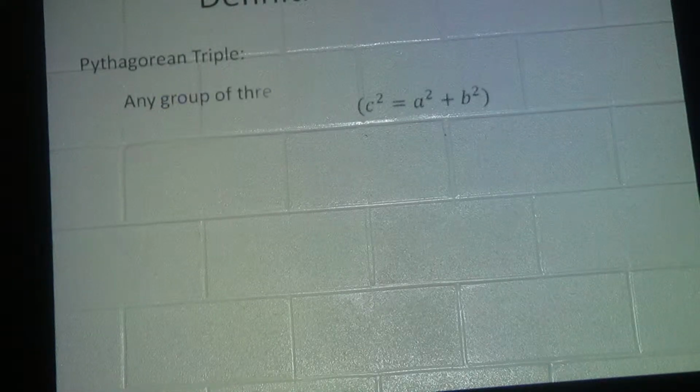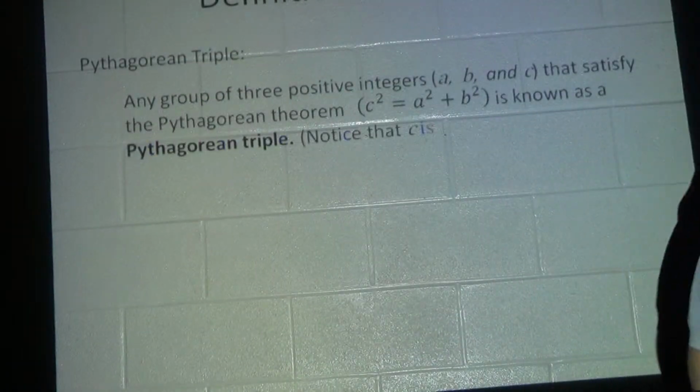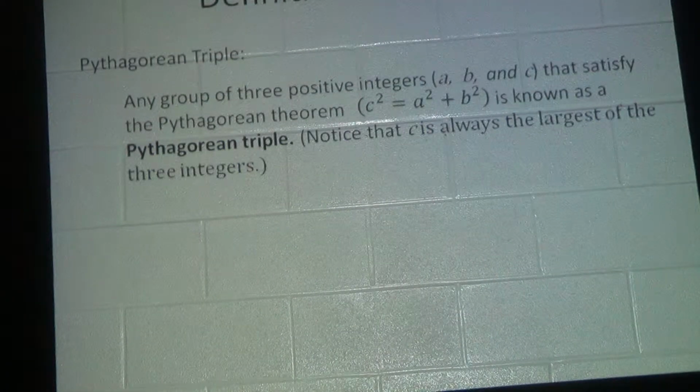Definitions and such. This is what a Pythagorean triple is. It's simply any group of three positive integers, a, b, and c, that satisfy the Pythagorean theorem. In other words, c squared equals a squared plus b squared, and is known as a Pythagorean triple. Notice that c is always the largest of the three integers.